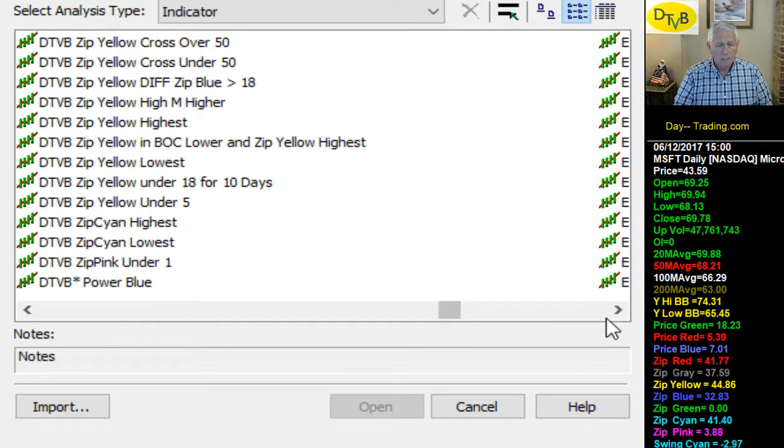Excuse me. Down at zip pink under 1 is another one, and I think that is a mistake on the Times Power Blue. I think I've got to check into that one. But this is basically what's on the indicator list that are pre-built and ready to go.